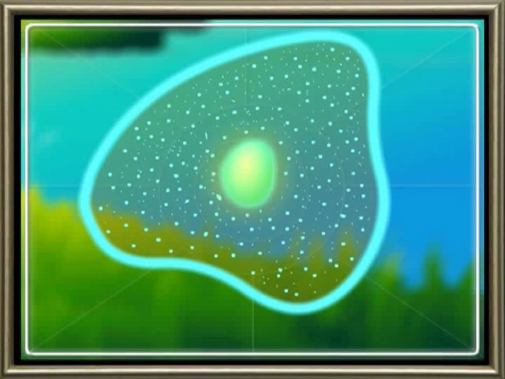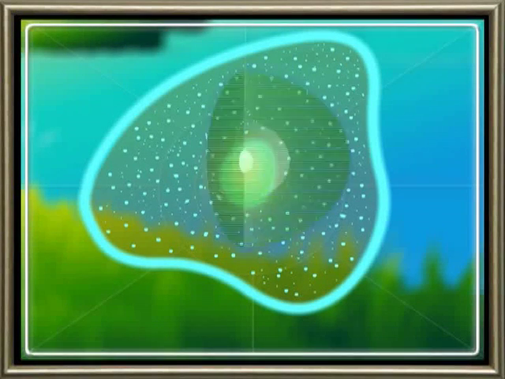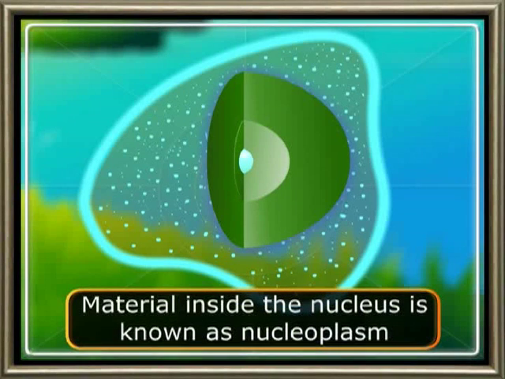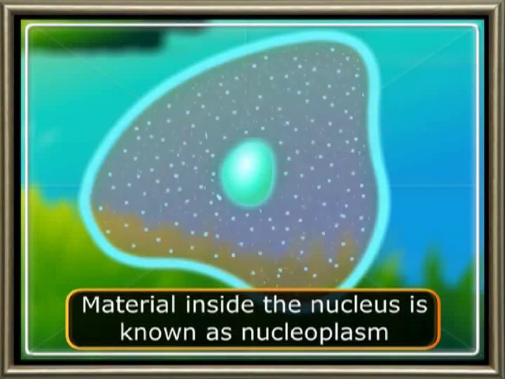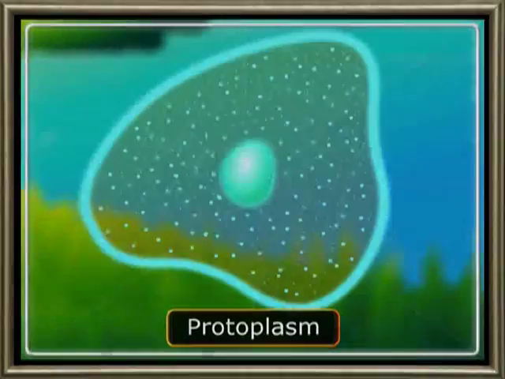It is enclosed by a double-walled nuclear membrane surrounded always by cytoplasm. The material inside the nucleus is known as nucleoplasm. The cytoplasm and nucleoplasm together are called as protoplasm.